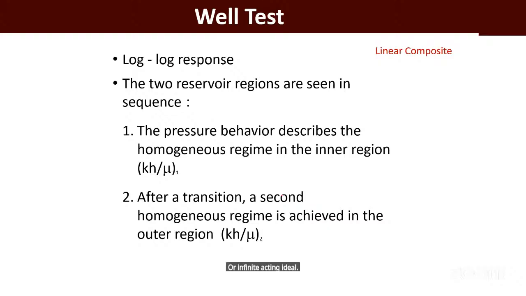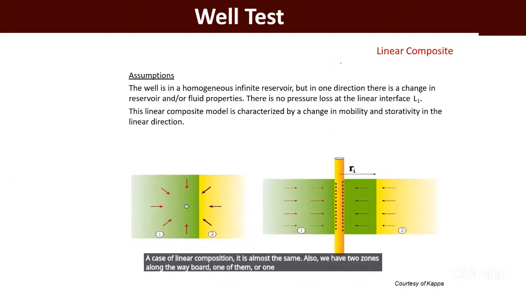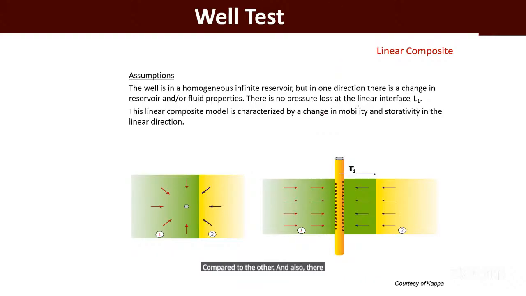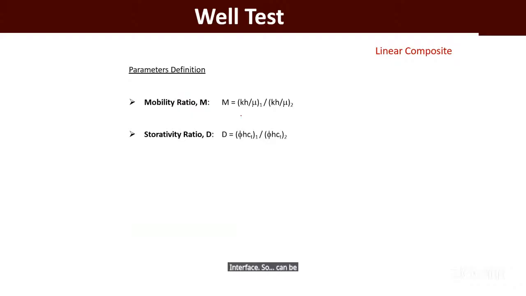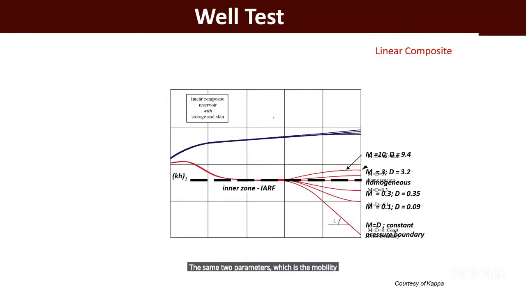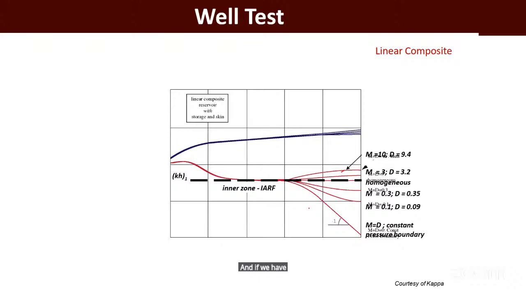In the case of linear composite, it is almost the same. Also, we have two zones around the wellbore. One of them, in one direction, has a different permeability compared to the other. And also, there is no pressure loss around this interface. So it can also be calculated through the same two parameters, the mobility ratio and the storativity ratio. And similarly, if we have a higher mobility and higher storativity ratio, it will go up, and if we have a lower one, it will go down.